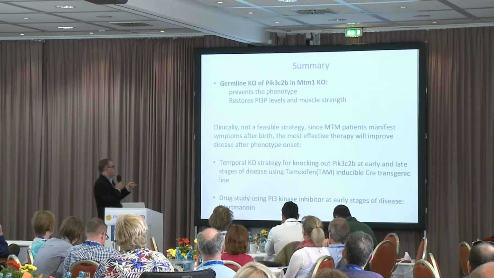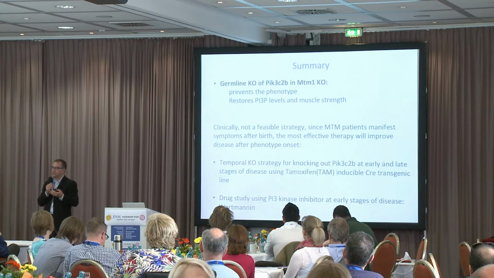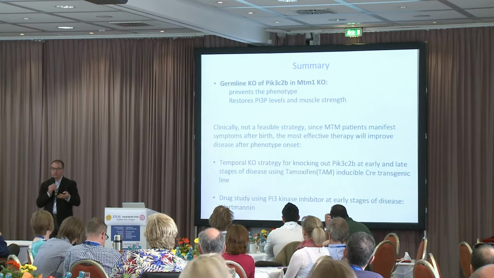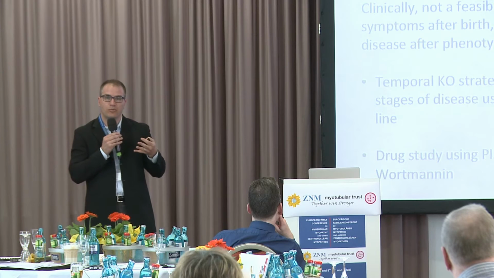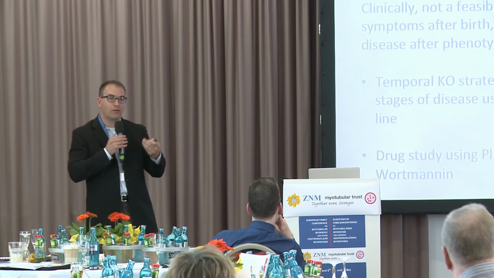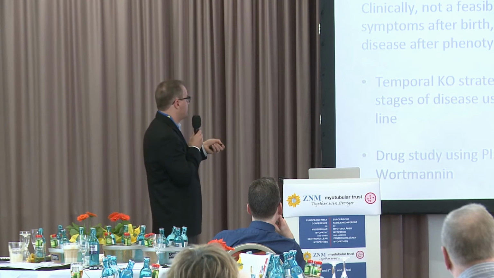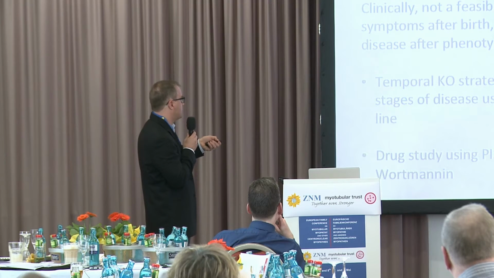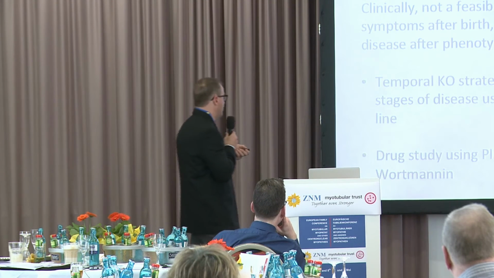But of course, this isn't really a clinically feasible strategy, right? For those of you who have children with central nuclear myopathy, you know that usually they're born with symptoms or there's some element of disease that's present at birth. So a therapy, if it's going to work, is going to have to work on an individual who already has some element of muscle weakness. So what we wanted to do next is see what happened if we remove this PI3C2B after the animals are sick, after they've developed symptoms.